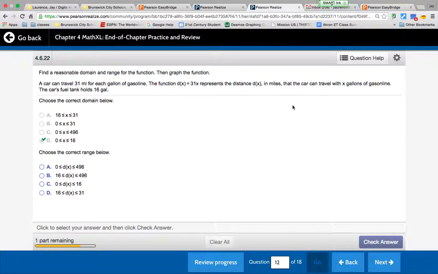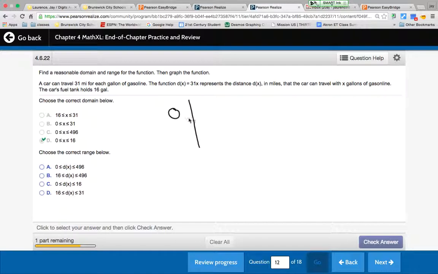Okay. Now it says choose the correct range. Oh, choose the correct range. Here I thought I was done. So we're going to make a table, 0 and 16. We're going to figure out how far the car goes on 0 gallons and how far it goes on 16 gallons. And then we'll know how far we can go between what and what miles. So obviously it's going to be 0 for 0, right?